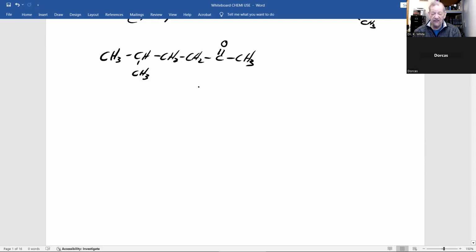You look for what's different, what's not carbon, what's not hydrogen, what's not a carbon-carbon single bond. Should get your attention like that. Ooh, an oxygen double bond to carbon. Carbon's here and here. This is a ketone.